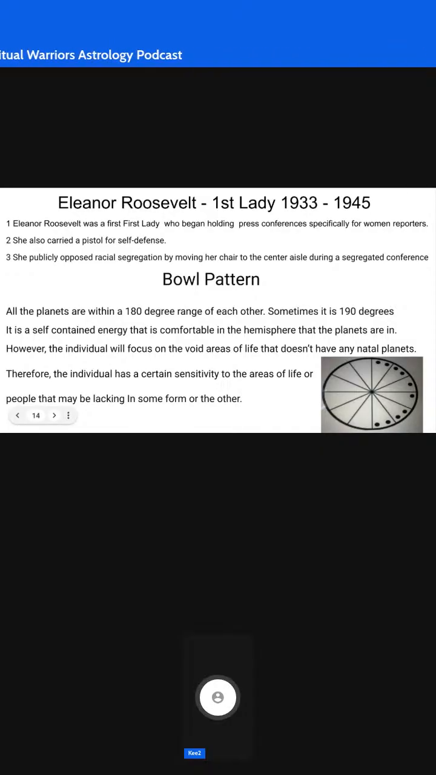However, the individual will focus on the void areas of life that don't have any natal planets. Therefore, the individual has a certain sensitivity to the areas of life or people that may be lacking in some form or the other. So, with that bowl pattern, there's a tendency or a sense that the individual wants to fill that void. So there may be an area of life that might seem empty, but they have a desire to fill that void.